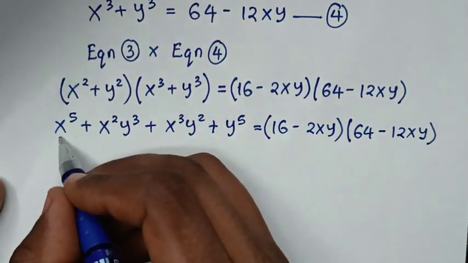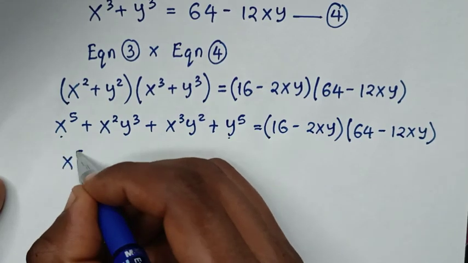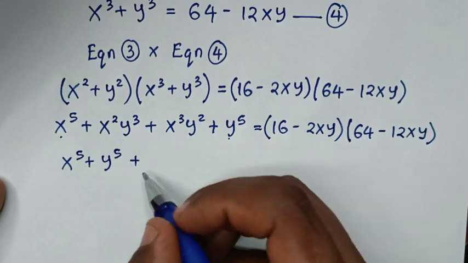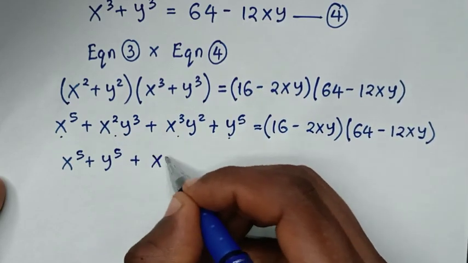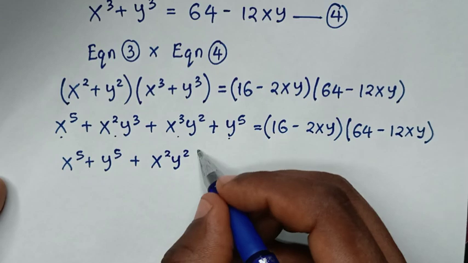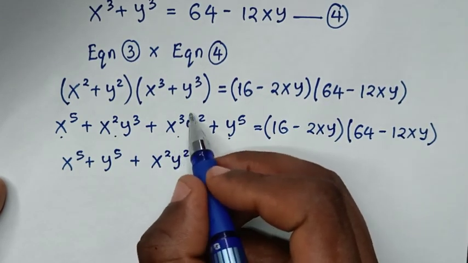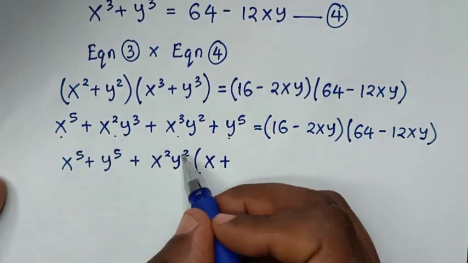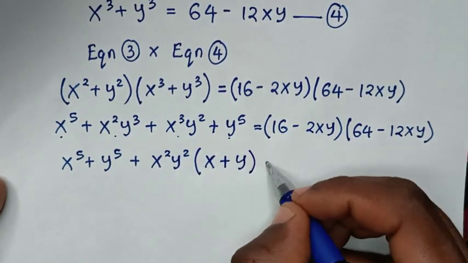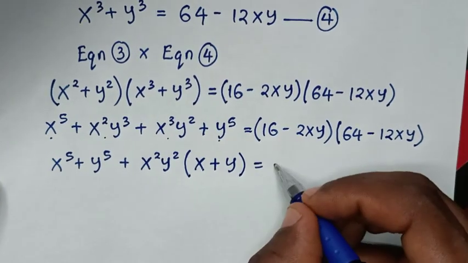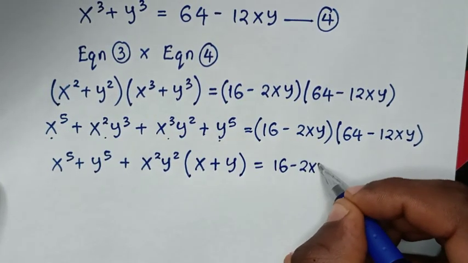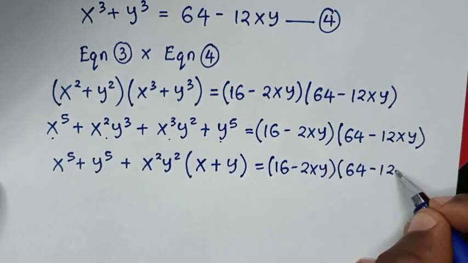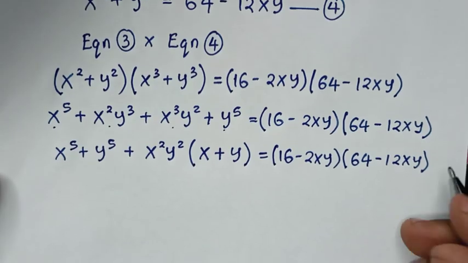Then in the next step, we'll add these, so it will be x power of 5 plus y power of 5, then plus, here x square y square is common, so we'll take it out of the bracket. Then from this divided by this, it will be x plus this divided by this, it will be y, bracket, is equal to 16 minus 2xy, bracket, then times 64 minus 12xy, bracket.